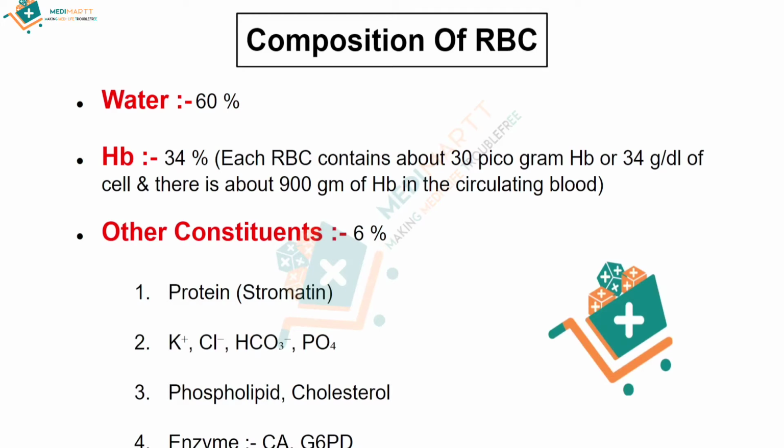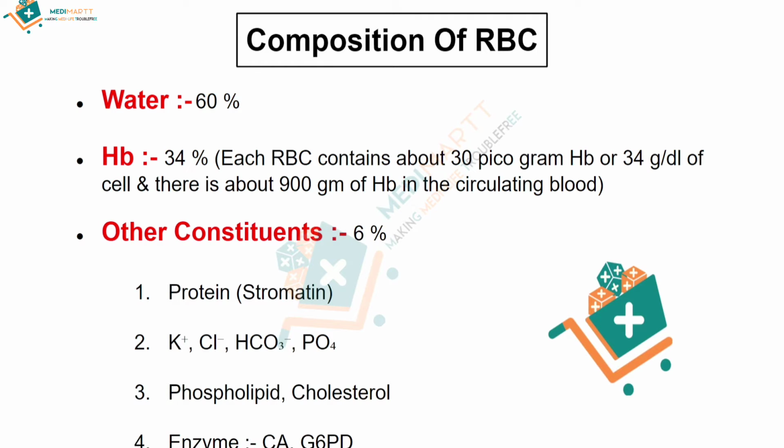Now the next topic is the composition of the RBC, like what are the components present in the RBC. Water is present, that is 60%, then hemoglobin is present, that is 34%, then other constituents, which are 6%. Each RBC contains about 30 picogram of hemoglobin or 34 gram per deciliter of cell, and there is about 900 gram of hemoglobin in the circulating blood.